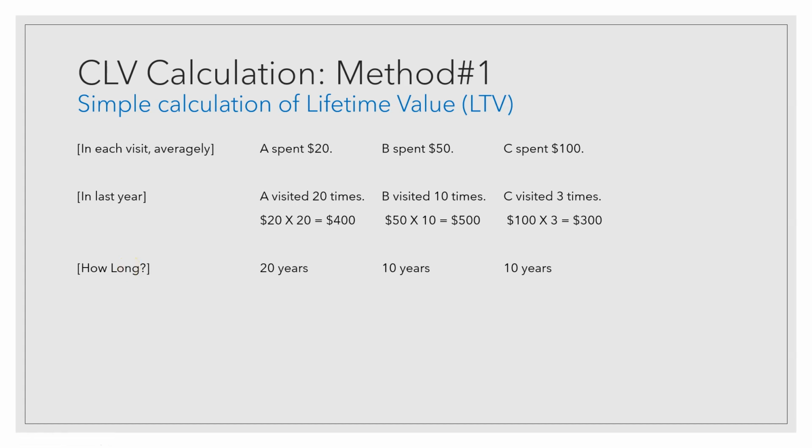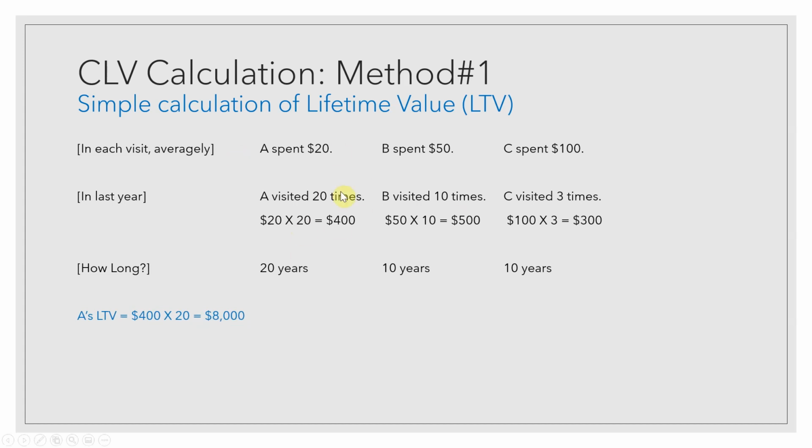Okay, you can estimate the range in which each one would be your customer, right? So we expect that A can be our customer for 20 years. B coming 10 years. C also 10 years. Now you can calculate using the average spending last year. We can calculate the lifetime value of each customer.